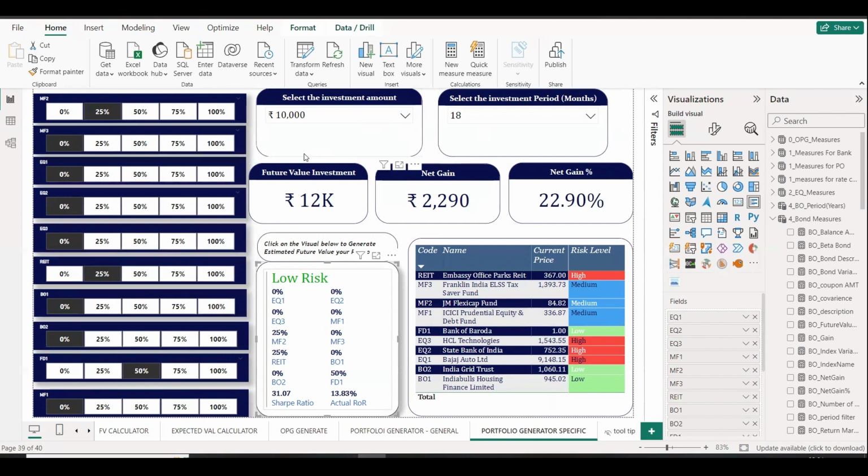So this is all about the investment we call Optimum Portfolio Generator. And thank you for doing this presentation.